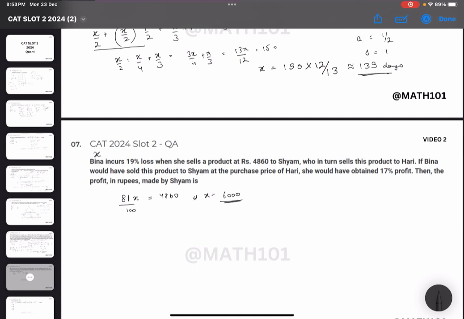If Beena sold the product to Sham at the purchase price of Hari, she would have made a profit of 17%. So 6000 into 1.17 is the price she would have sold it to Sham for to get the profit. This is equal to 6000 plus 60 into 17, which is equal to 7020.